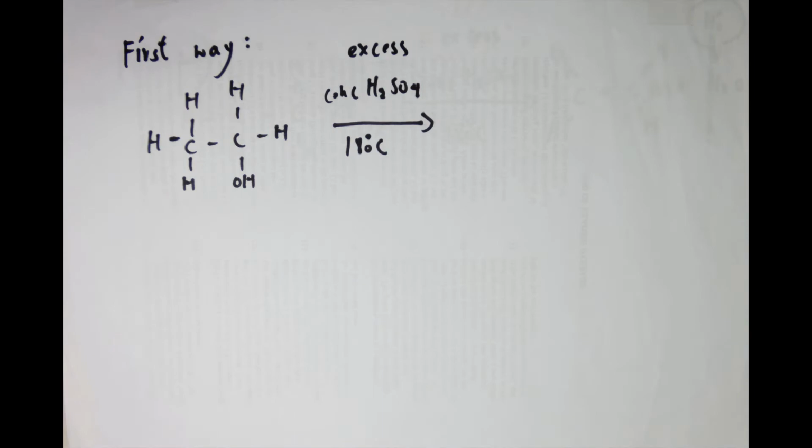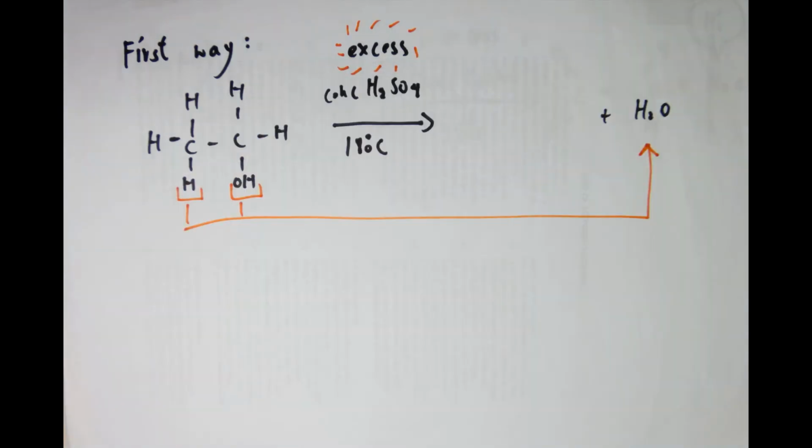The first way needs to be done in the presence of excess concentrated sulfuric acid, which will act as a catalyst, and in a relatively high temperature condition, around 180 degrees Celsius. As we said, dehydration is taking water molecules out, so the products will, of course, include water. During this reaction, the OH group from the alcohol and the H atom from an adjacent carbon atom in the same molecule will be extracted to produce water.